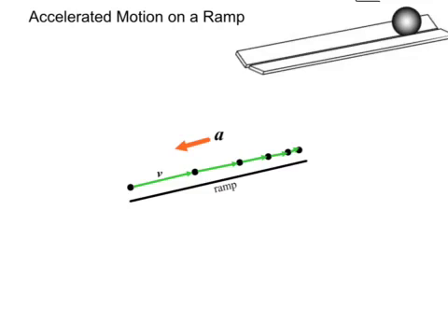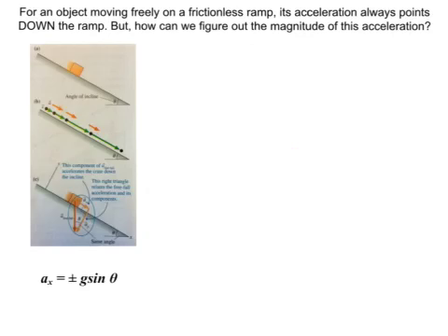The point here is that for an object that's moving freely on a frictionless ramp, its acceleration is always going to point down the ramp. Okay? How can we figure out, though, the magnitude, the size of that acceleration?